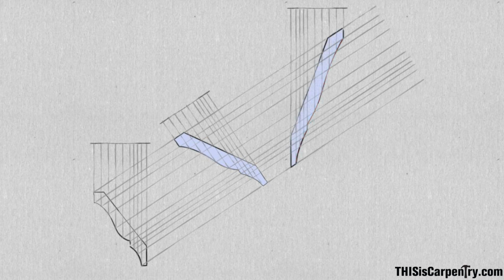Once you understand the drawing process, it's not that difficult to work backwards from a given rake profile if you need to. It's all about mapping out the projection.